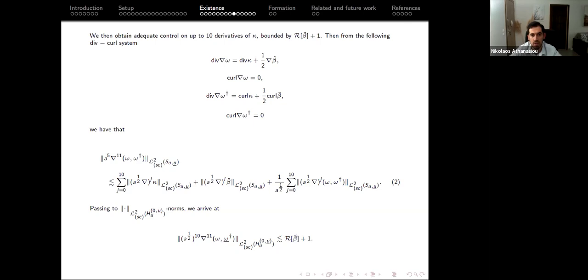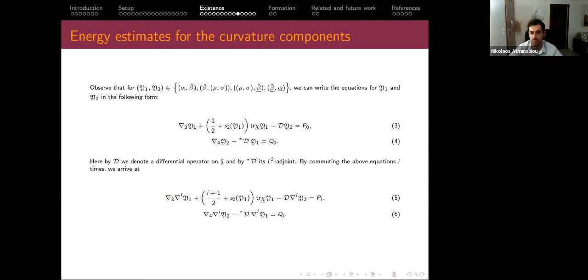Here, let me discuss energy estimates for the curvature components. And let me say from the get-go that the method that we choose is to integrate using sort of the Bianchi pair method. Okay, so you can observe a particular structure in the Bianchi equations, which is that for pairs that have the following form: alpha, beta tilde, or rho, sigma, beta tilde, beta bar tilde, and beta bar tilde, alpha bar. This is a tongue twister, I'm sorry.